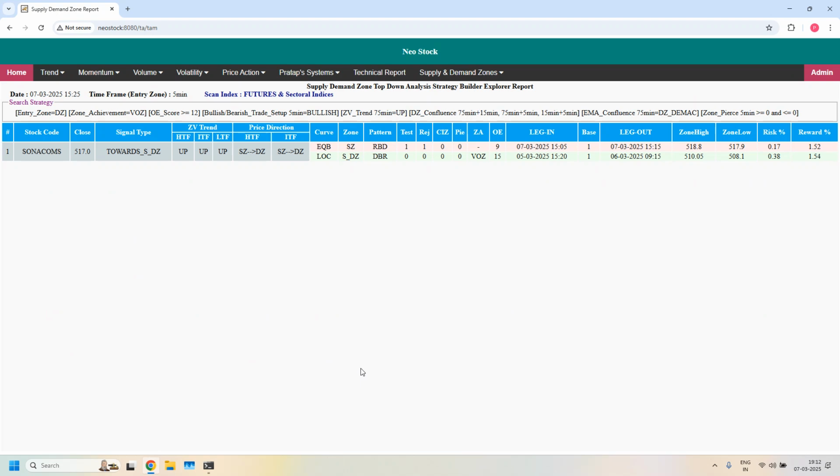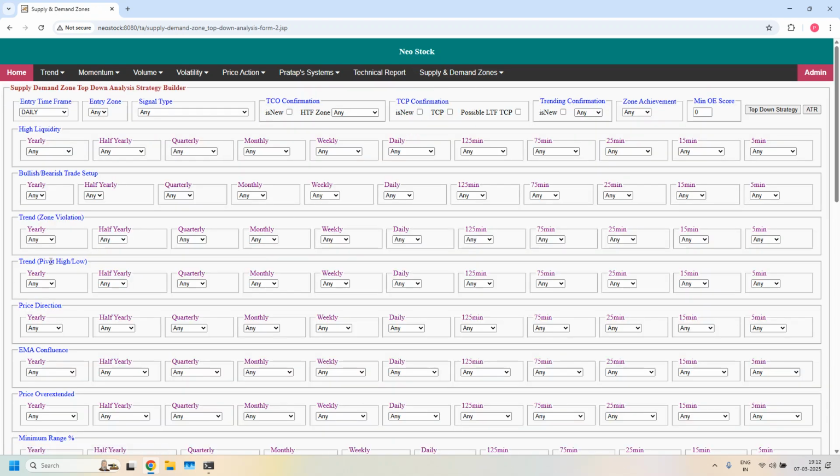Next, bearish trade setup for hourly income trade. Entry time frame is 5 minutes. Entry zone is supply zone. And in bullish or bearish trade setup at 5 minutes time frame, I am selecting bearish. And 3 filters we have to set on this 5 minutes supply zone.